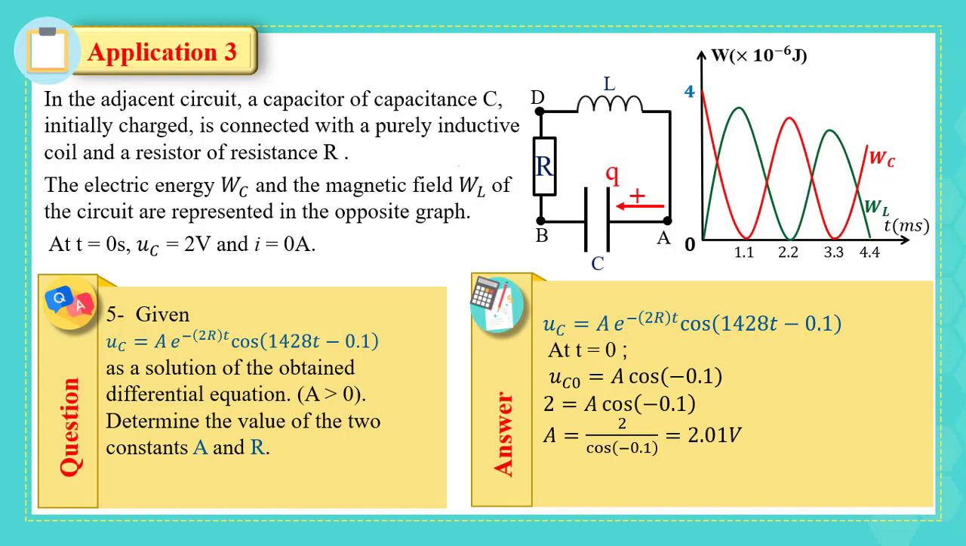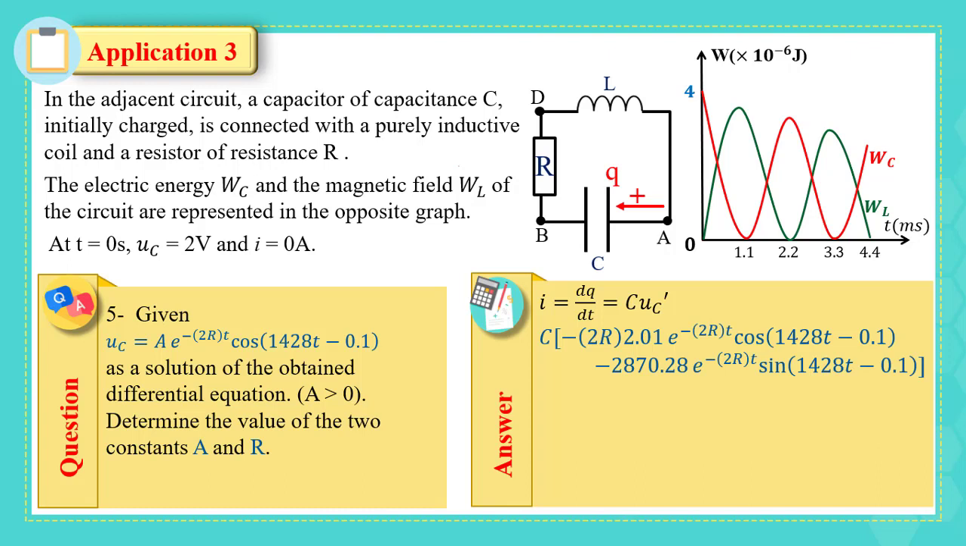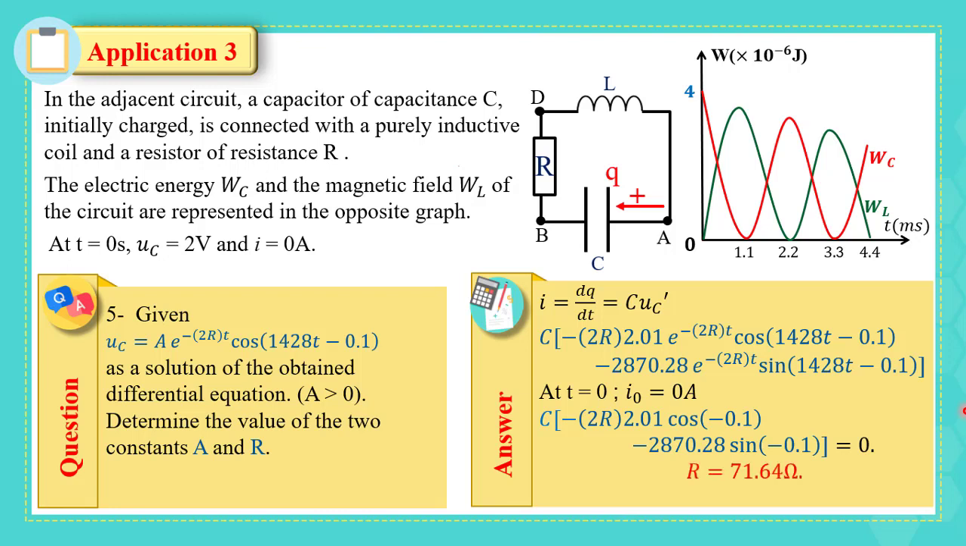To find R, let's use the initial value of I, which is 0. I is dq by dt, which is C UC prime. Be aware that the expression of UC is about 2 time functions multiplied by each other. So in order to make the derivative, we should write A, the derivative of exponential, times cosine, plus A exponential minus 2R t times the derivative of cosine. And the answer is as such. Then at t equals 0, I0 is 0 ampere. Replace t by 0. We can calculate it and find that R equals 71.64 ohms.